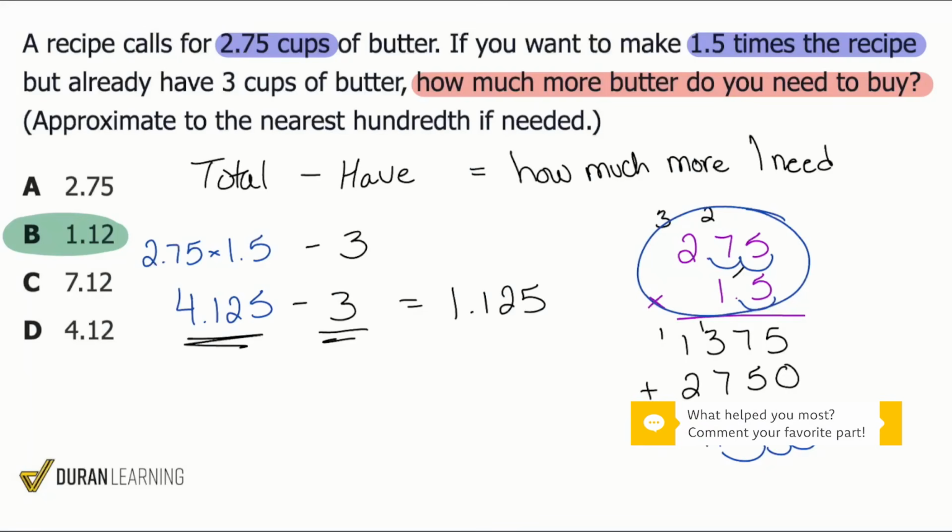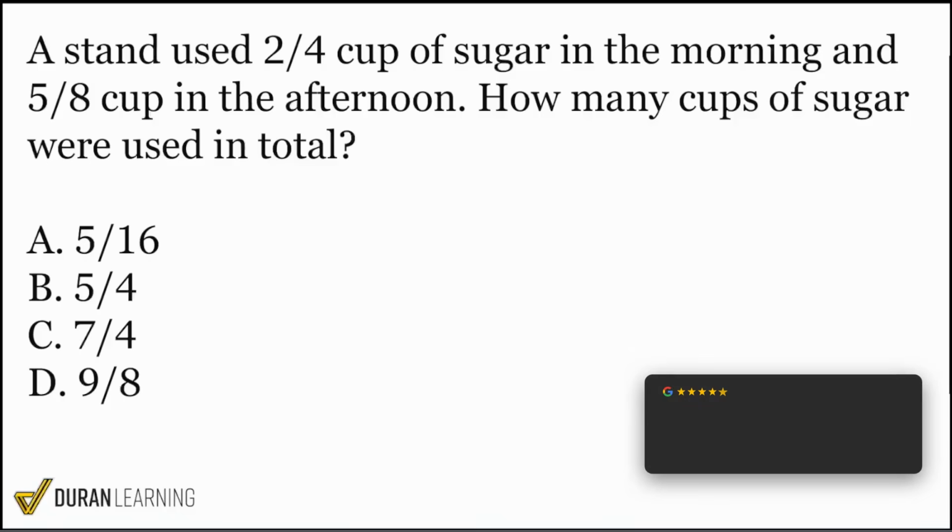Again, we get that total first, then we take away what we have to see how much more is left. New question, but we're going to handle it in the same calm, cool, and collected way. We'll go ahead and begin with the question sentence. So here, how many cups of sugar were used in total?